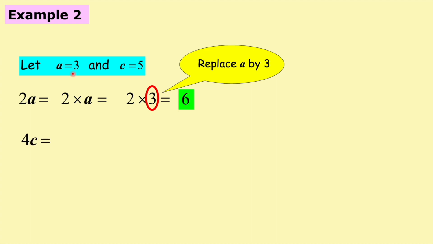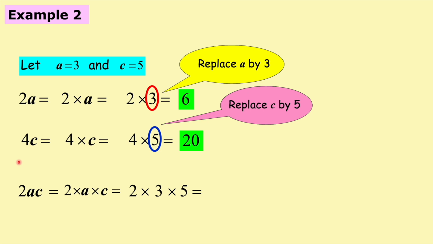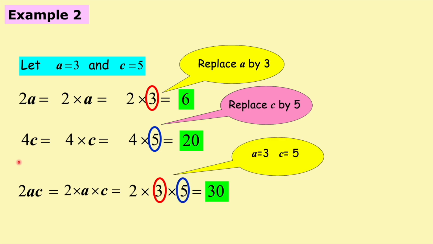Then if we had 4c, this means 4 times c. Replacing the c with 5, 4 times 5 gives us 20. We could also have a formula where we have to replace two letters. So 2ac means 2 times a times c. If a equals 3 and c equals 5, we can just replace them and then calculate it. So 2 times 3 is 6, 6 times 5 is 30.